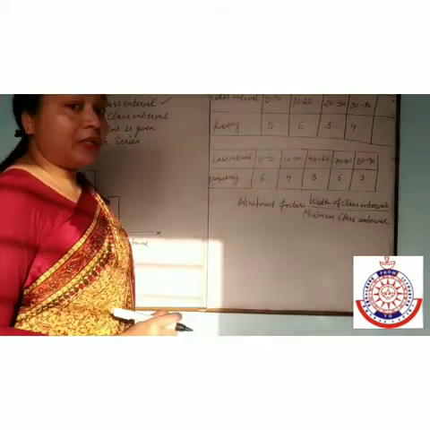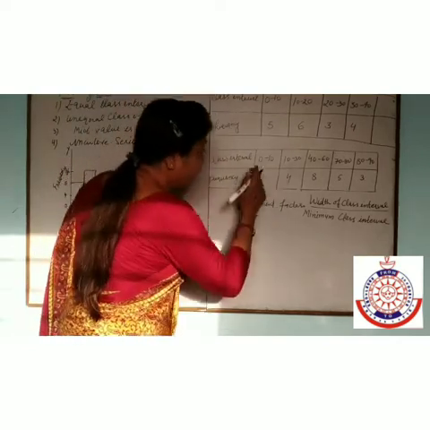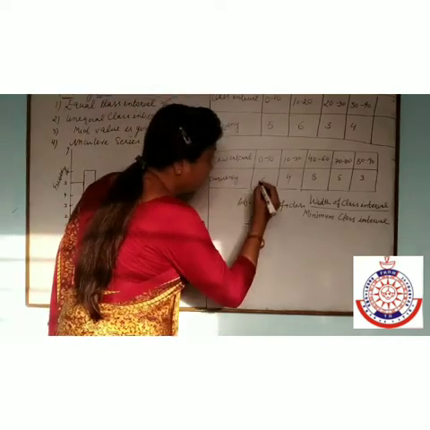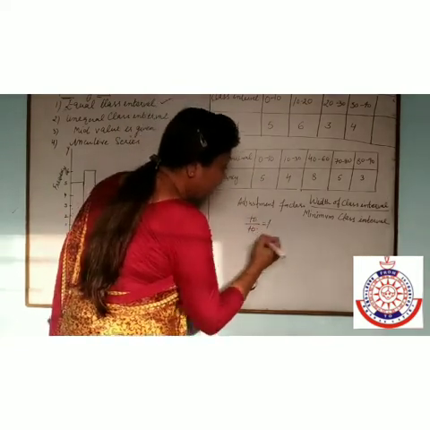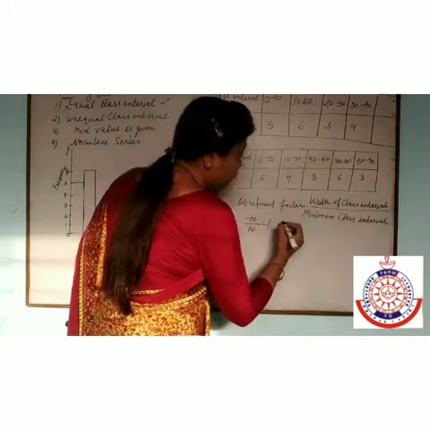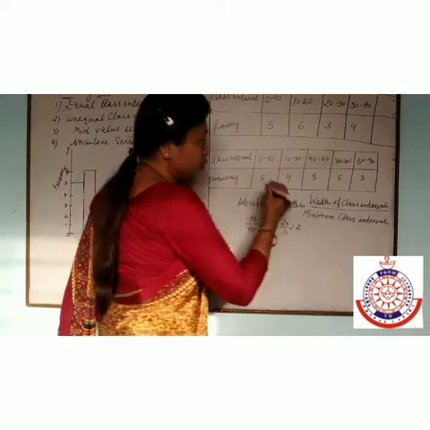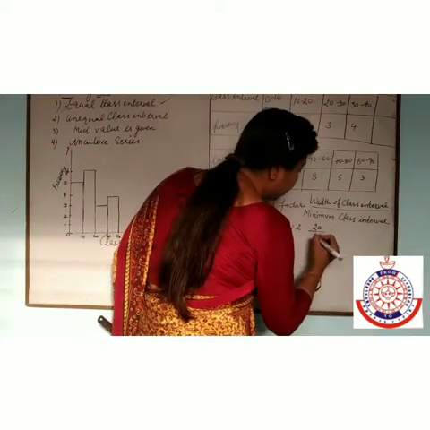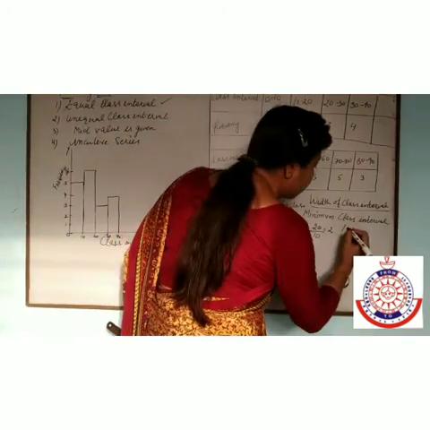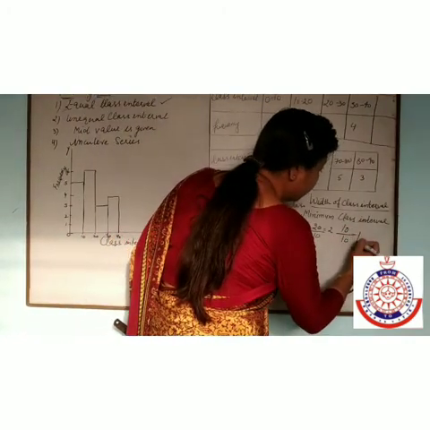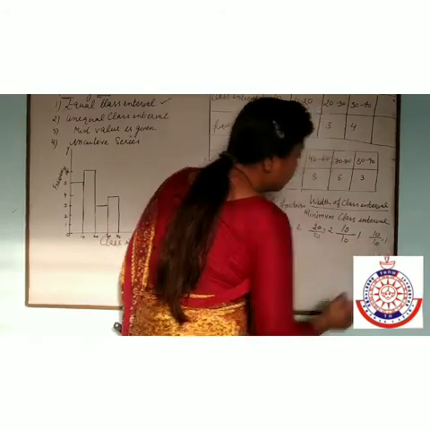Width of the class interval divided by minimum class interval. In the first, width is 10 and minimum class interval is 10, that is equal to 1. Same as, width is 20 and minimum class interval is 10, that is equal to 2. Width is 10, minimum is 10, equal to 1.